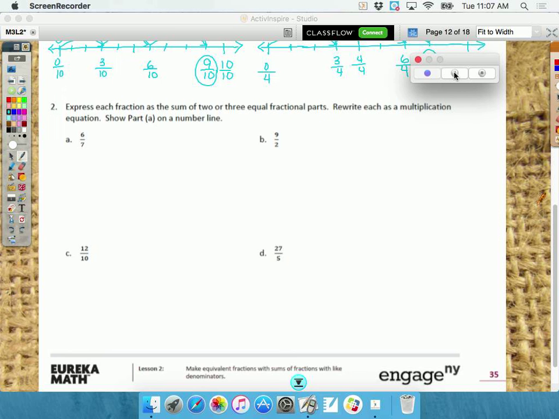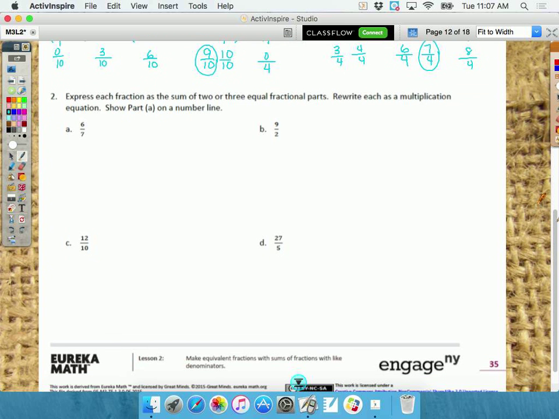Okay, so number 2 says express each fraction as the sum of 2 or 3 fractional parts, and then rewrite each as a multiplication equation. Now, this sounds kind of complicated, but trust me, you can do this, okay? So here's what I want you to think about. Just look at your numerator. How could we get the number 6 with repeated addition.